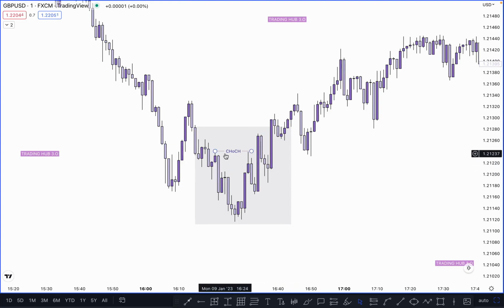So after this change of character, you have to wait for complete change of character, and in this case, if price candle close above it, then this is one. So this one is also change of character. If not close above it, just sweep the high. This one also counts as a change of character, and no need to candle close in a lower time frame to confirm a change of character.